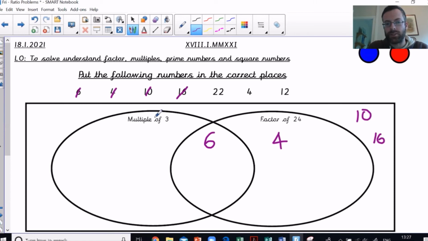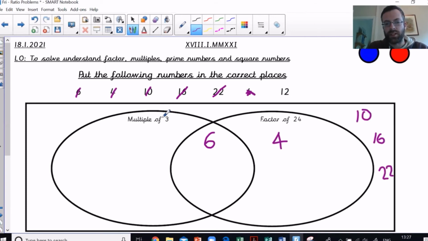22. Is it a multiple of 3? 3, 6, 9, 12, 15, 18, 21, 24. No. Can I do 24 divided by 22? No. Next one, 4. Can I count up in 3s and get to 4? No. Oh, I've done it again. We've already done that.